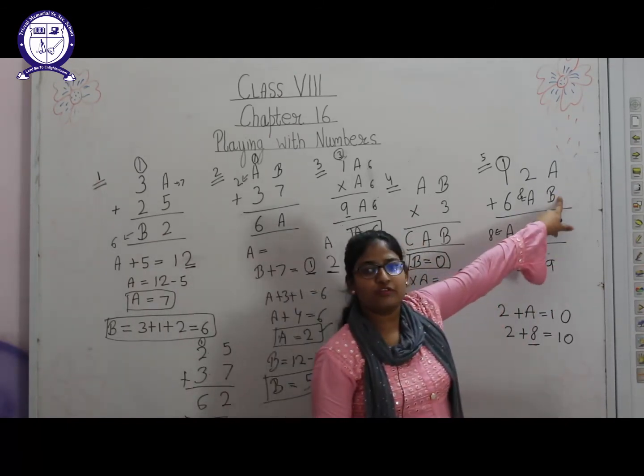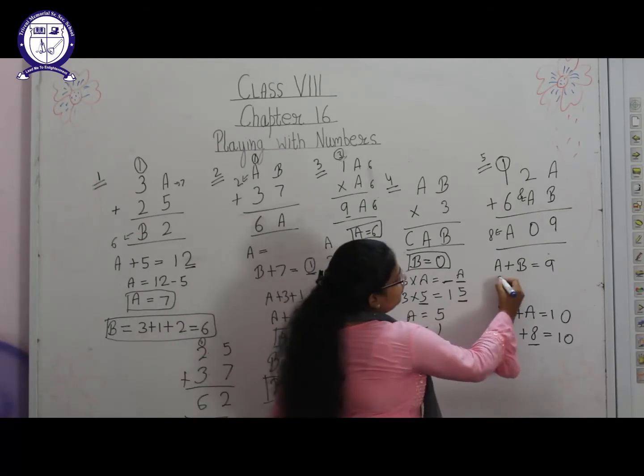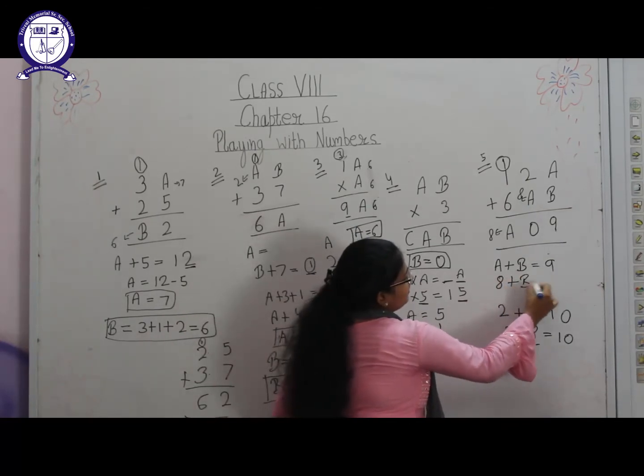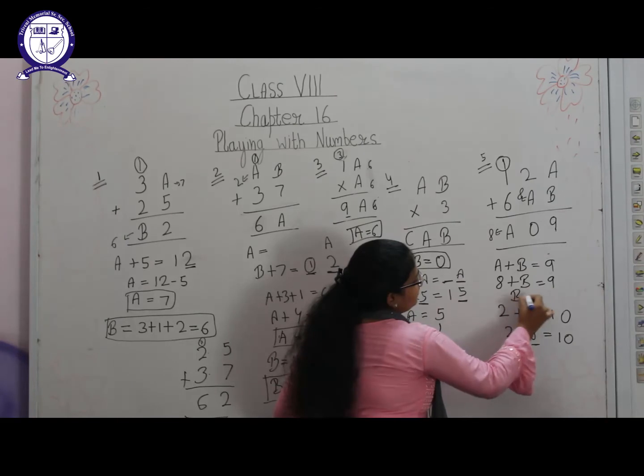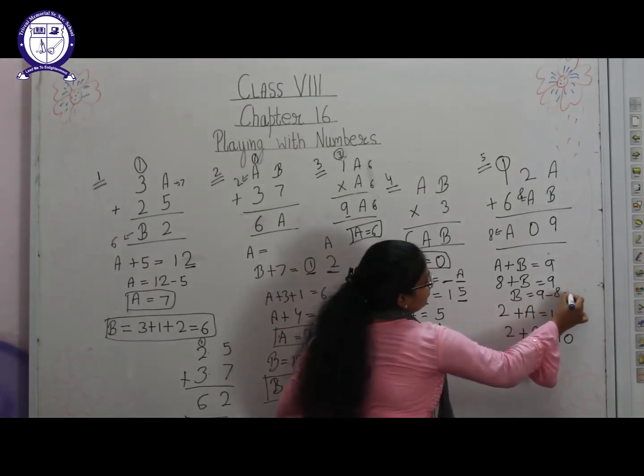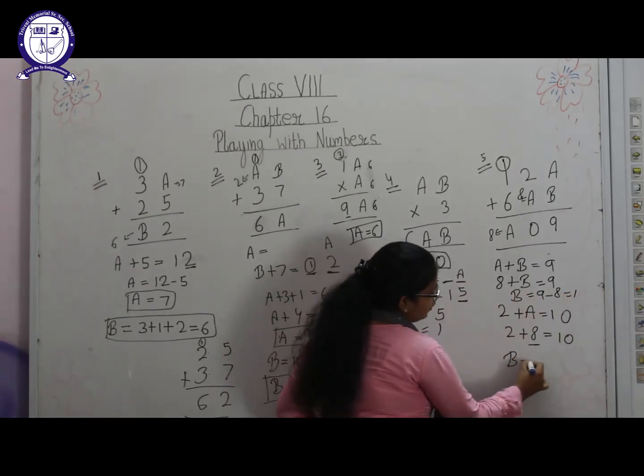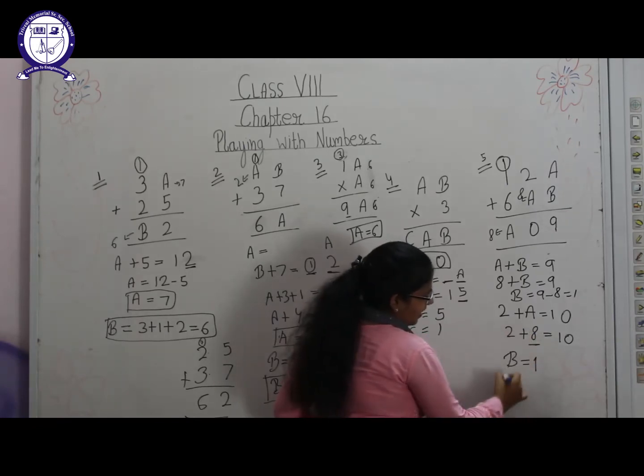Now we will use A plus B equals 9 to get the value of B. As the value of A is 8, 8 plus B will be 9, so the value of B will be 9 minus 8 equals 1. So we get the value of B as 1 and the value of A as 8 here.